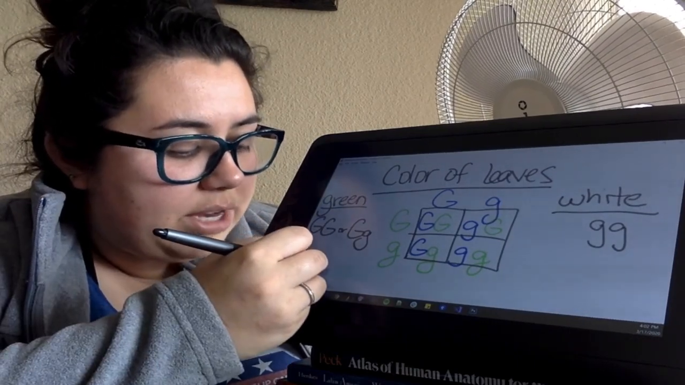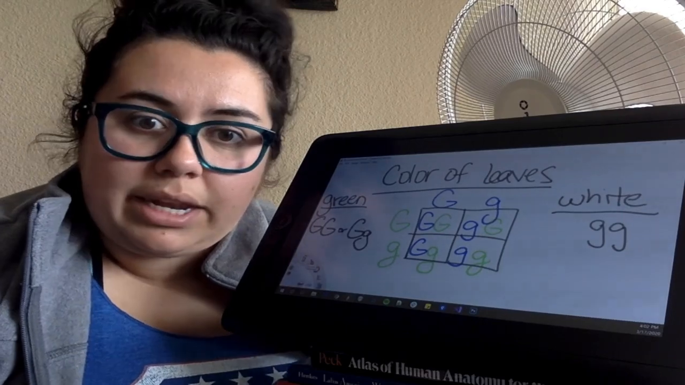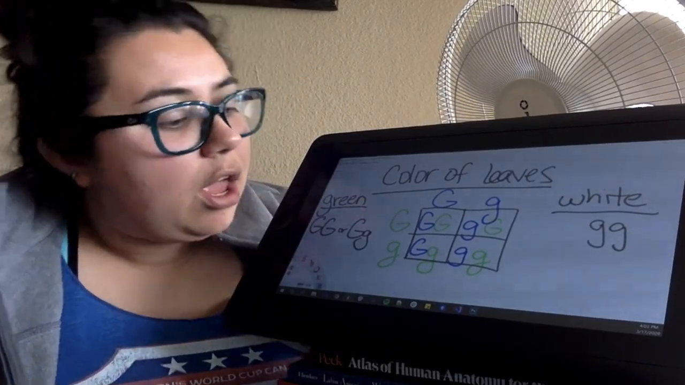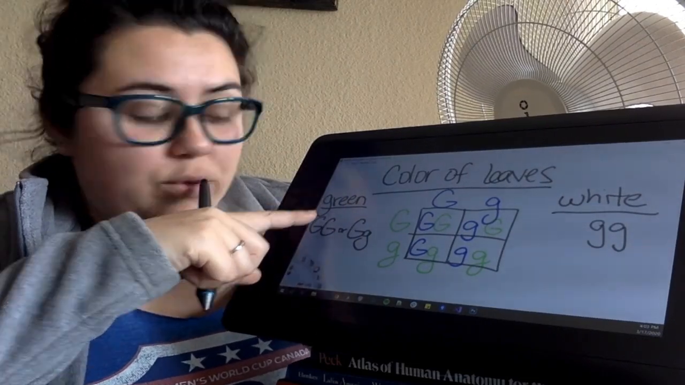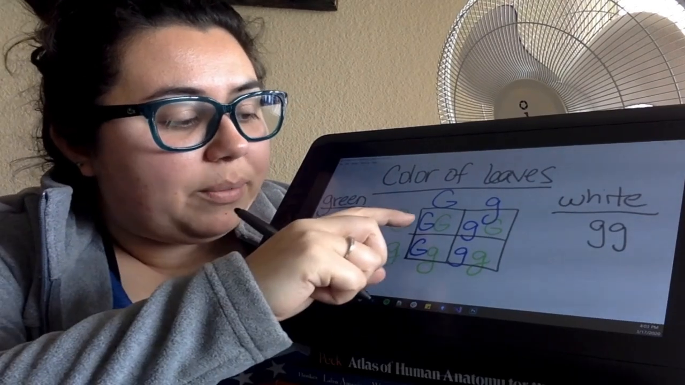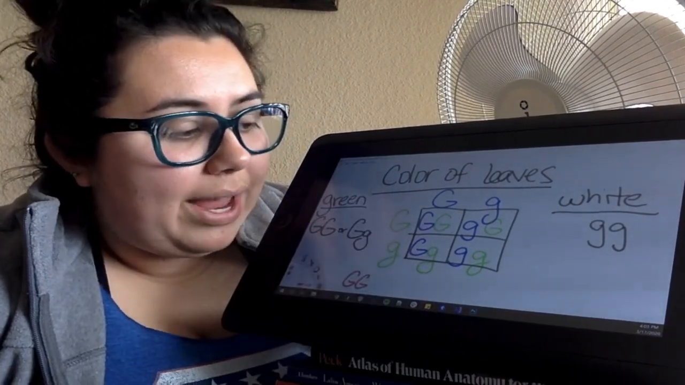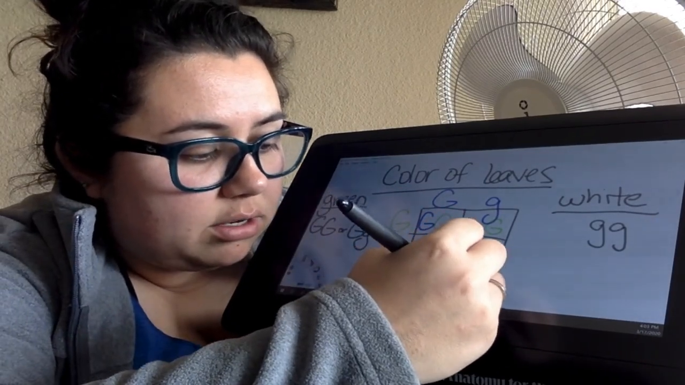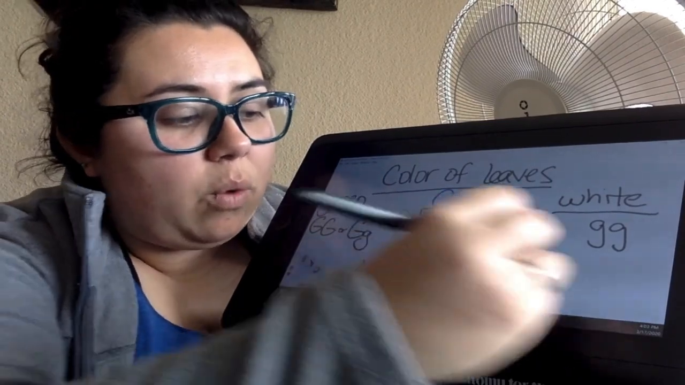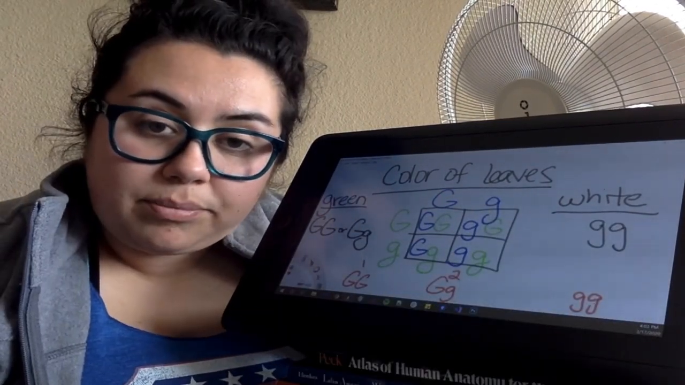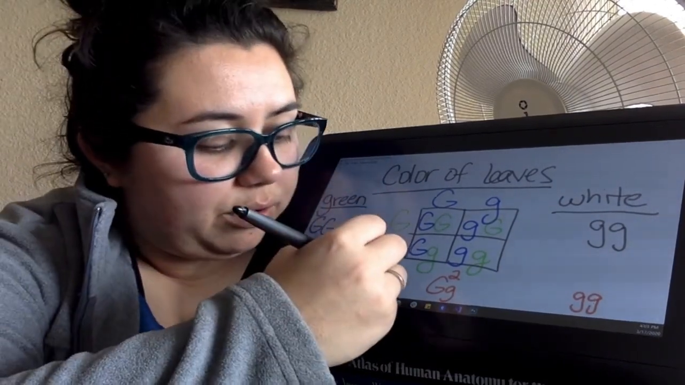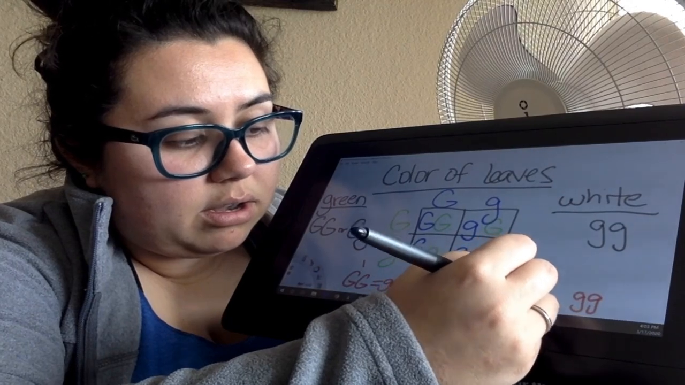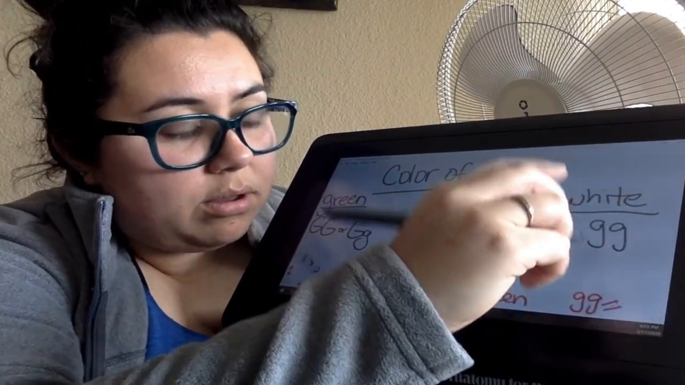So now I need to break down the genotypes and the phenotypes. It's going to get a little complicated, so stay with me. All right, here we go. So first of all, we have green, which is big G, big G, or big G, little g. We have one big G, big G. We have two big G, little g. There's big G, little g, and another big G, little g. We have two of those, one of these, and we have one little g, little g. Big G, big G equals green. Big G, little g, green, and little g, little g, white.